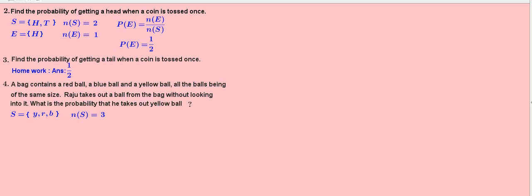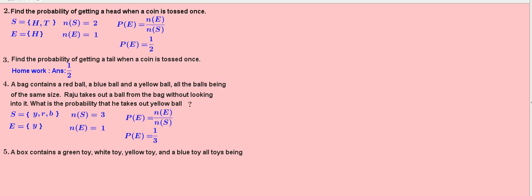Here we have to find the probability of taking the yellow ball. So E is equal to {Y}. Therefore n(E) equal to 1. Probability of event E, that is P(E) equal to n(E) by n(S). Therefore P(E) equal to 1 by 3.